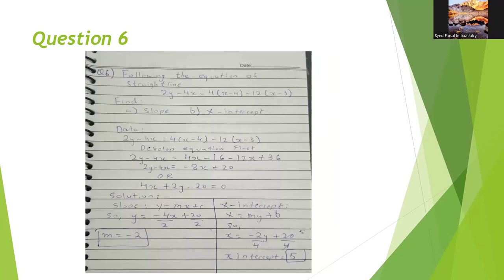Given the equation of a straight line, find the slope and x-intercept. See, from the x-intercept we don't get the slope, so we will have to use two formulas. First of all, solve this and make it a linear equation like this one. I hope you know how to solve this. So, moving forward, y is equal to mx plus c. This is the y-intercept formula.